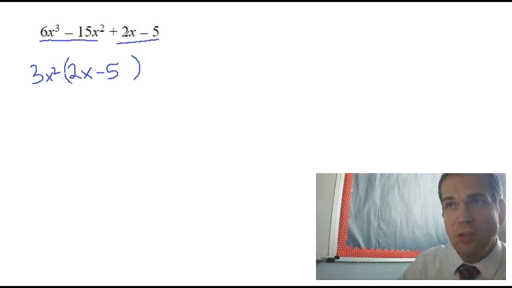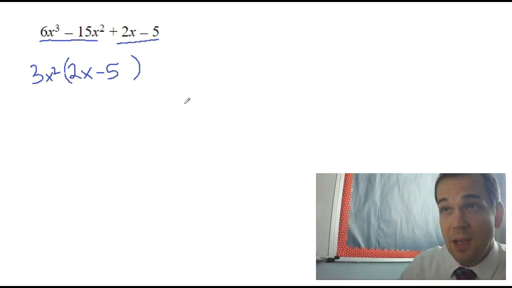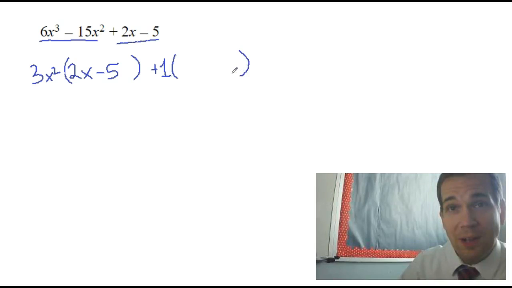On the next set, there's no common factor. Well, when that happens, we are still going to pull out a 1, or sometimes a negative 1, depending on what's happening, but we want to factor something out. Since this is leading with a positive term, I'll factor out a positive 1. It might seem silly, but the whole point is to get these parentheses set up so that we can then factor out that common group.